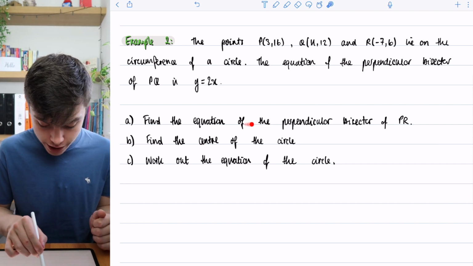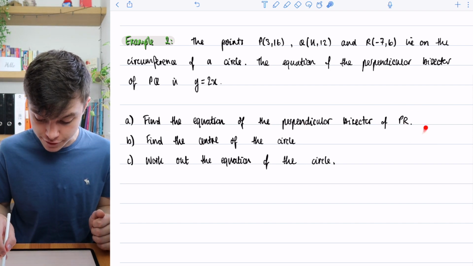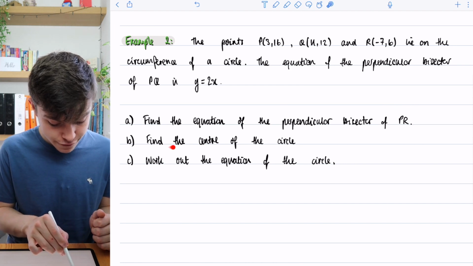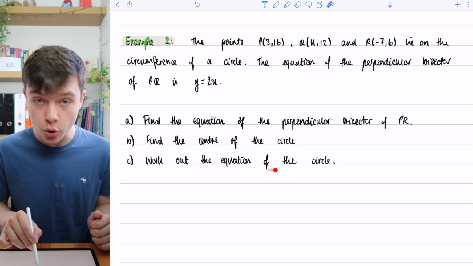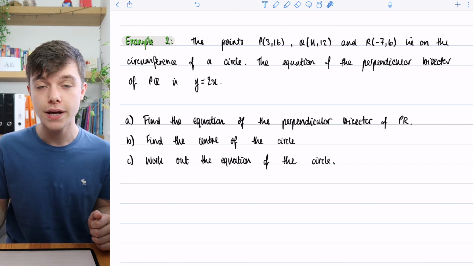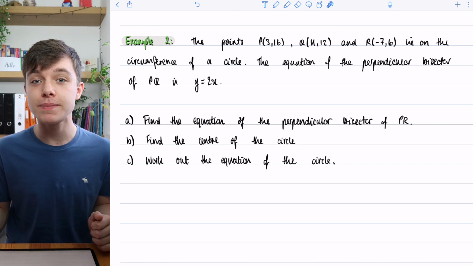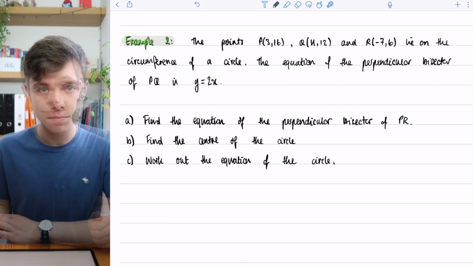Part A, find the equation of the perpendicular bisector of PR. Part B, find the centre of the circle. And C, work out the equation of the circle. So pause and have a go and then press play when you're ready.